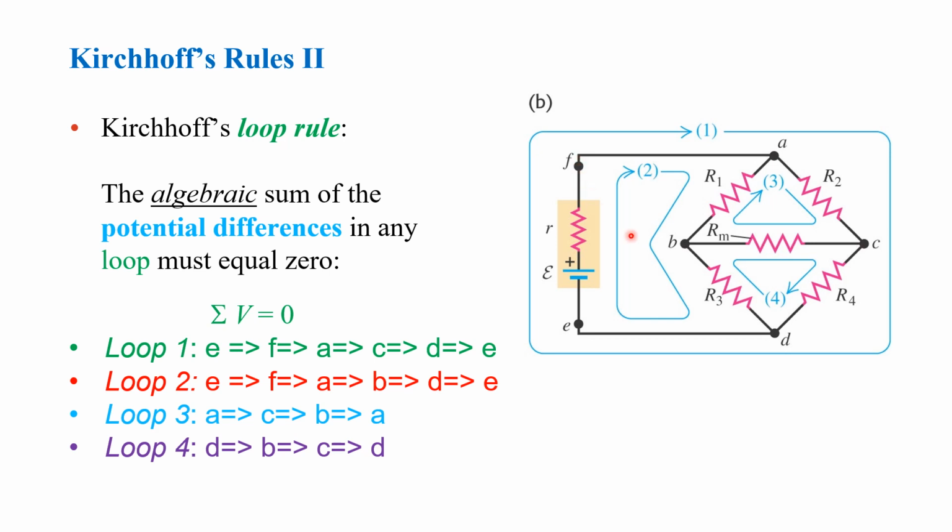Another example is in your loop 2. Let's start with the same point E. So you have your voltage from your EMF plus the voltage in your resistor R, or this is your internal resistance, plus the voltage in R1 plus the voltage in R3. So the sum of all the voltages passing through here should equal 0.